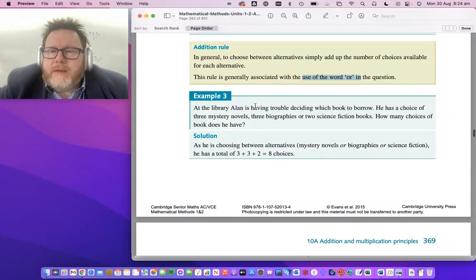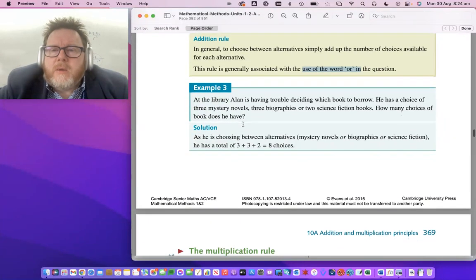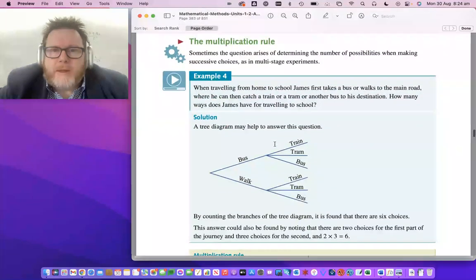Example 3, Alan is having trouble deciding which book to borrow. He has a choice of 3 mystery novels, 3 biographies, or 2 science fiction books. How many choices of books does he have? Well, again, they're just choices, either/or. So it would be 3 mystery novels, 3 biographies, 2 science fiction books. That's 3 plus 3 plus 2, 8 choices. And let's have a look at the multiplication rule.